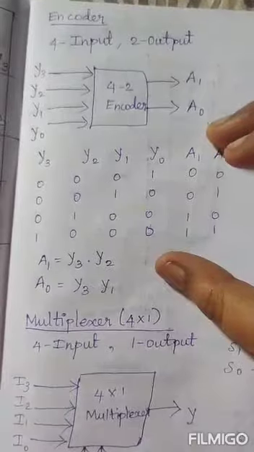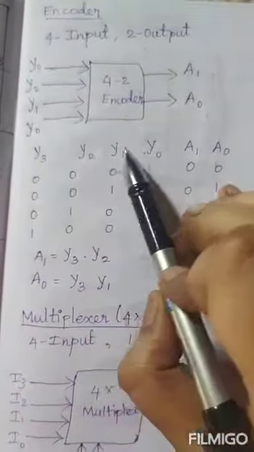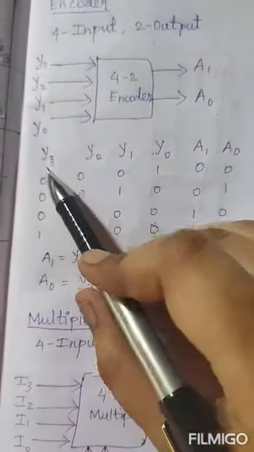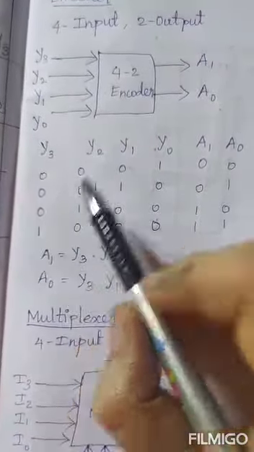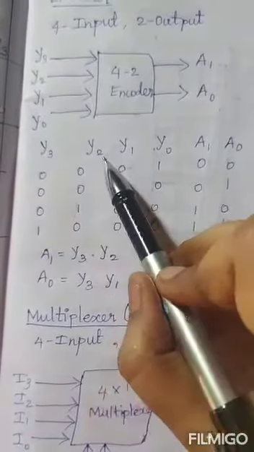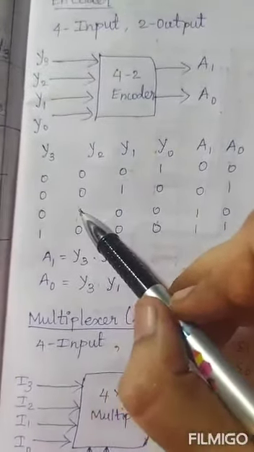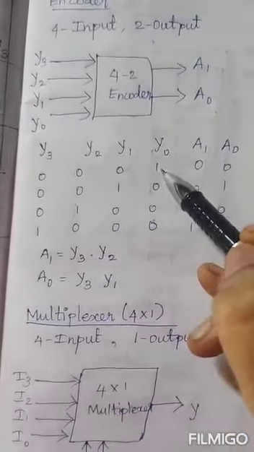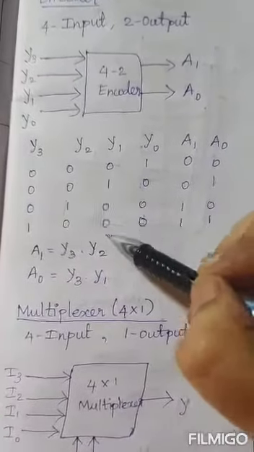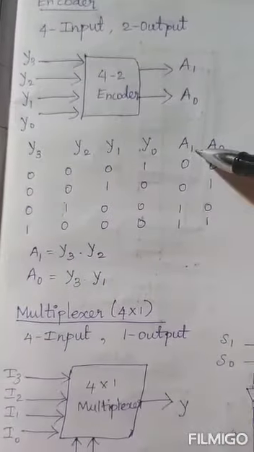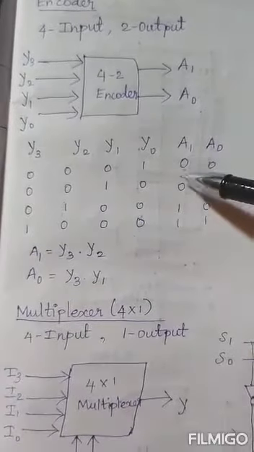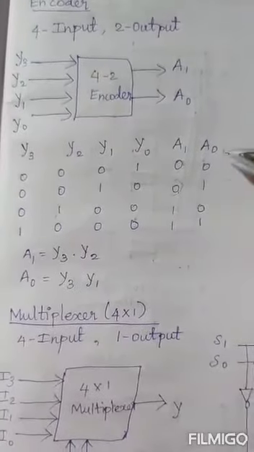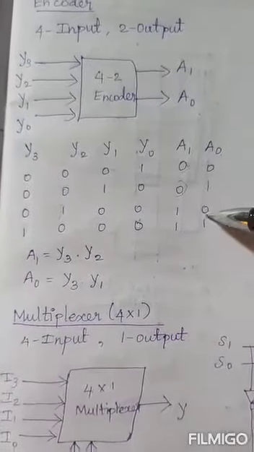Next we will draw the truth table for this. Y3, Y2, Y1, Y0, A1, A0 I have drawn. Y3 means in the last place the current flows. Y2 means in the second place, Y1 means in the first place, and Y0 means in the first place the current flows. In all other places we have to write 0, 0, 0. A1 means the first 2 will be off, the current doesn't flow: 0, 0. The last will flow: 1, 1. A0 means alternately 0, 1, 0, 1.